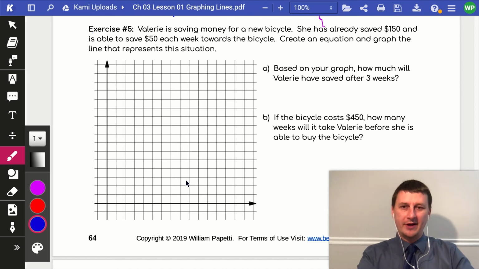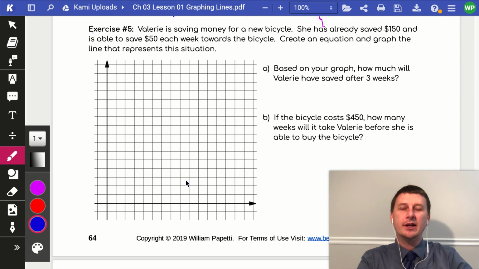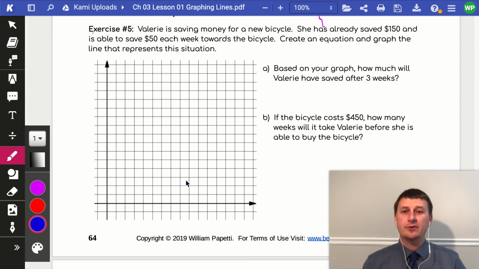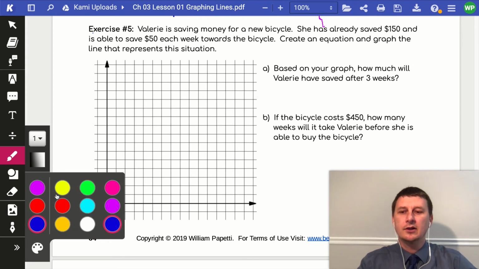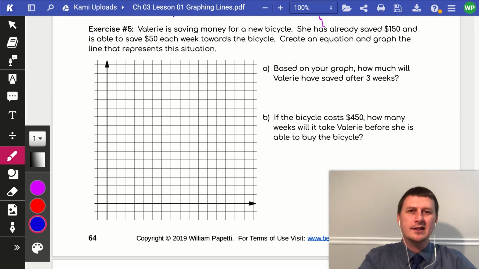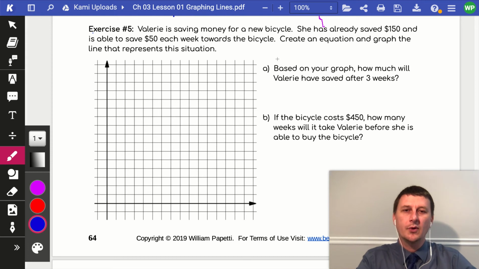So in exercise number 5, we have Valerie is saving money for a new bicycle. She has already saved $150 and is able to save $50 each week towards the bicycle. Create an equation and graph the line that represents this situation. So first thing that we need to do is we need to create an equation to represent this information. So let's take a look at what she already has, and that's going to be our initial value, or in the line's case, the y-intercept.